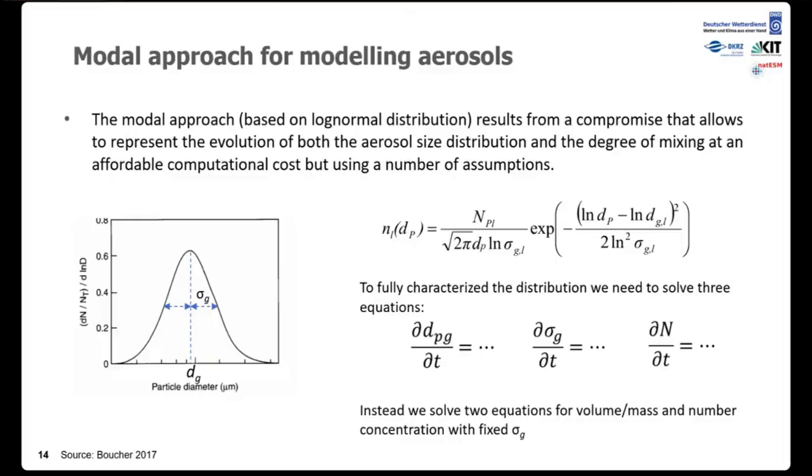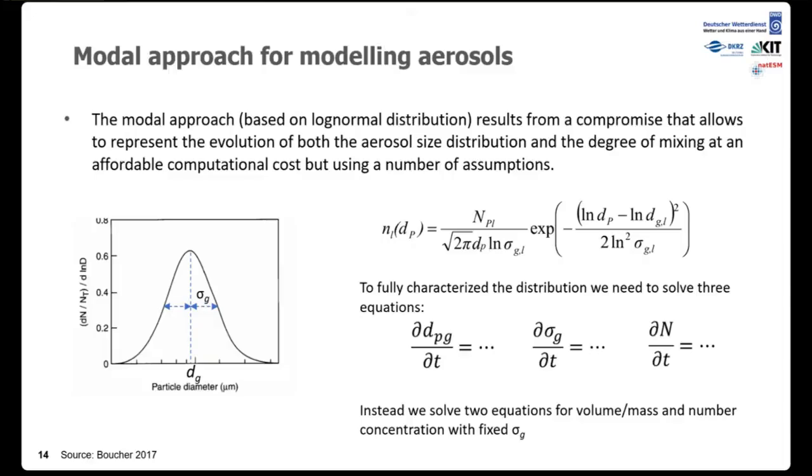It basically characterizes the size of the particles by a median diameter, dg, the standard deviation, sigma, and the number of the particles. So if these are the 3 variables that characterize our size distribution, this means that in our equations we have to solve 3 equations for diameter, standard deviation, and number. But these are not physical parameters. These are something that we make an assumption about.